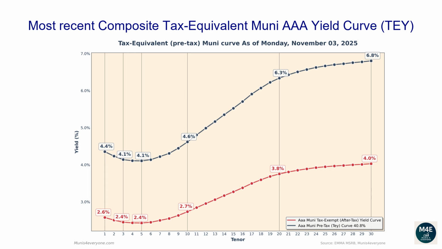The one-year tax-exempt yield is 2.58%, corresponding to a 4.36% tax-equivalent yield for investors in the top tax bracket. The two-year tax-equivalent yield is 4.23%. The 5-year tax-equivalent yield is 4.1%. The 10-year tax-equivalent yield is 4.61%. The 20-year tax-equivalent yield is 6.34%. The 30-year tax-equivalent yield is 6.8%.